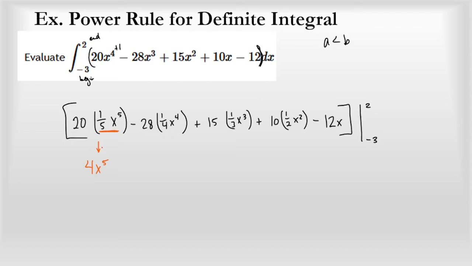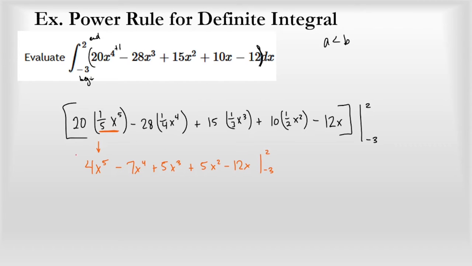So that's that term. I already wrote it out. Minus 7x to the 4th plus 5x cubed plus 5x squared minus 12x, and we're going to evaluate all of that from -3 to 2. Okay, so what does that look like? Let me choose a different color here.